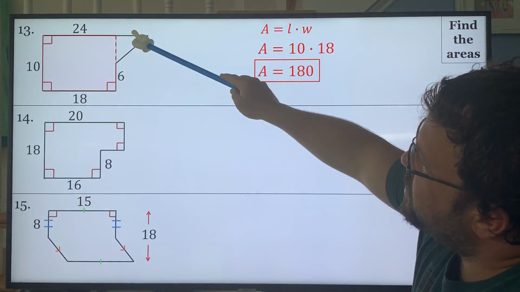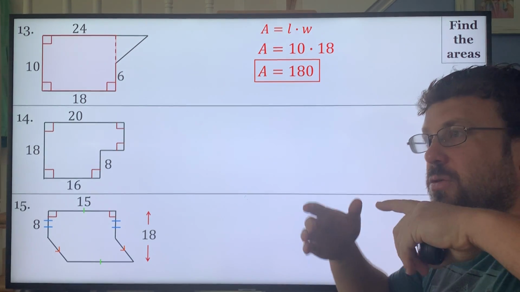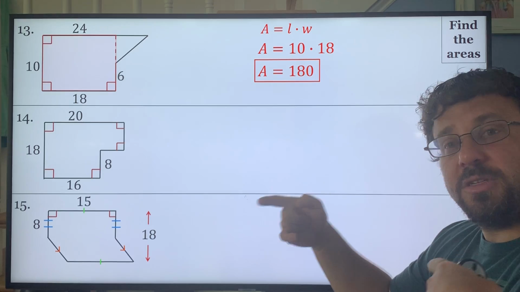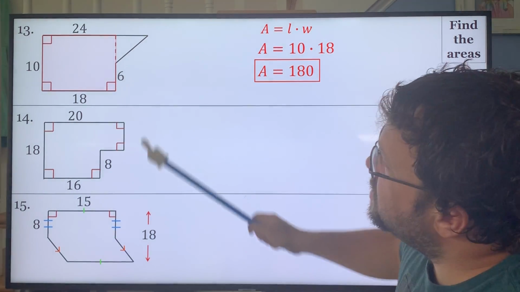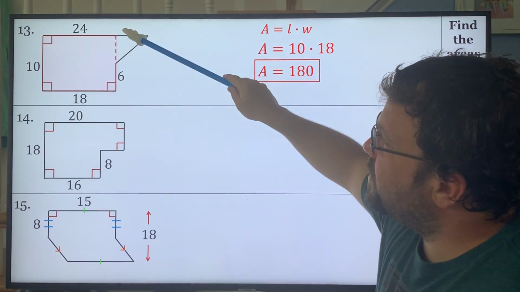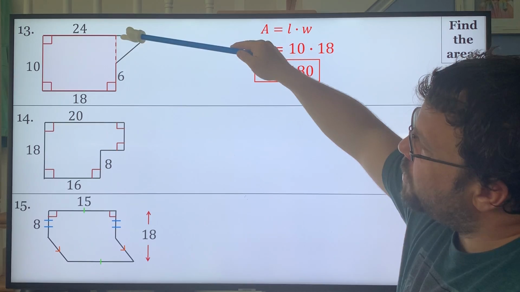So we need this piece and this piece. So how would we find those pieces? We would go back to the line segment postulates we used to use. Line segment addition, line segment subtraction postulates. Since this whole thing right here is 24, and this whole thing is 18, we can find this. Since this whole thing is 10, and this little piece is 6, we can find this.